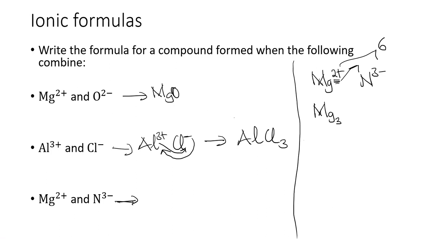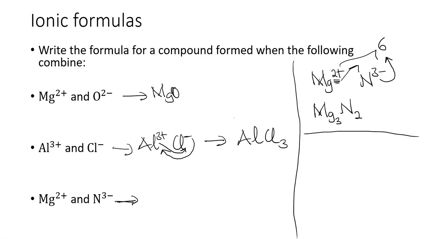Then we ask the same question. How many times does 3 go into 6? So 3 goes into 6 two times. So N will have 2 down there. So you have your formula.